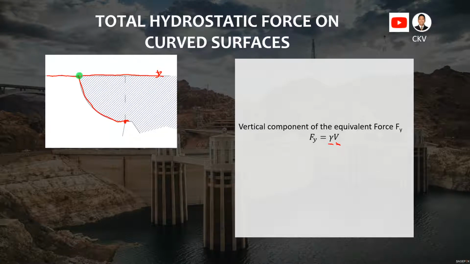This point right here is already at the water surface, but on this right side of this curved surface, if we extend that vertically up to the water surface, considering that it has its width, it is a volume. The volume covered by the curved surface above it going to the water surface is the volume required to determine the equivalent vertical force.